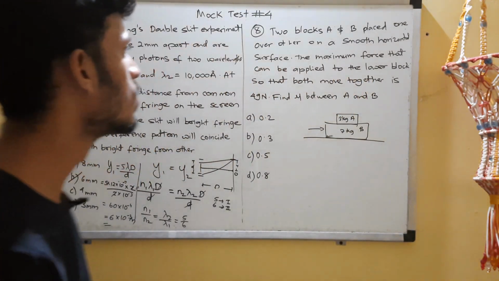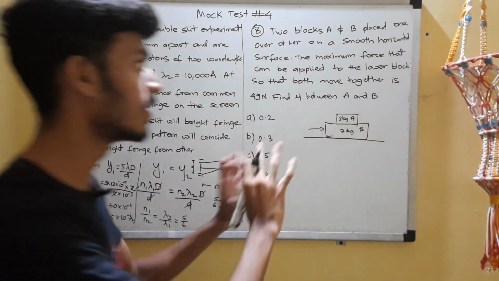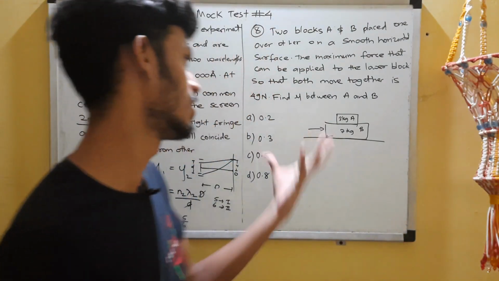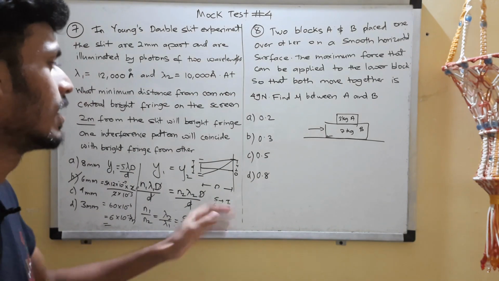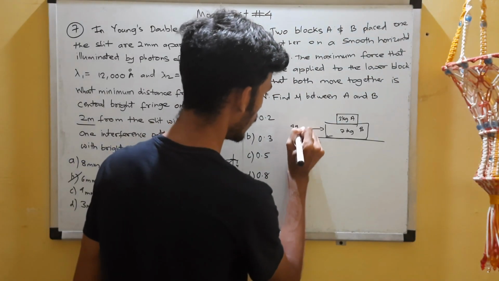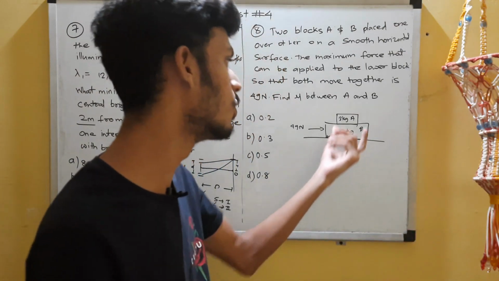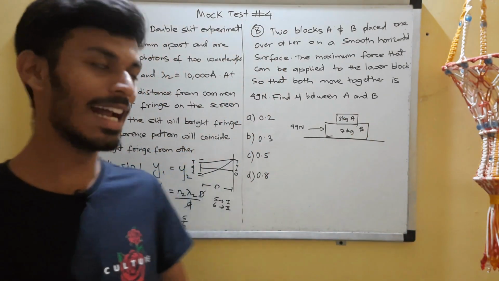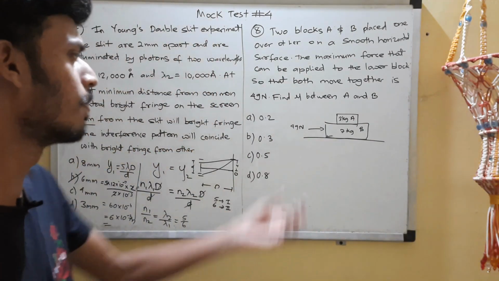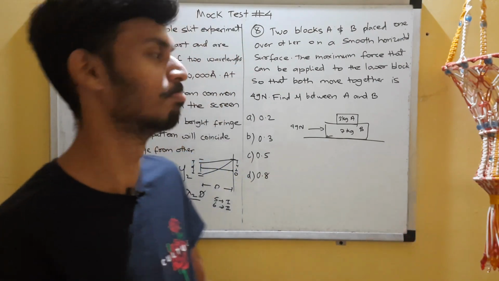So between the two blocks we do have friction, but there is no friction between block B and the ground. The maximum force that can be applied to this lower block B so that both of these blocks move together, meaning both will have the same acceleration since they begin from rest, is 49 newtons. If you apply a force greater than 49 newtons, they will slide among each other. B will move faster than A and there will be sliding. If you apply 49 newtons, they will move together. That is the maximum force. Below 49 is also okay, they will move together, but above 49 you can't do.